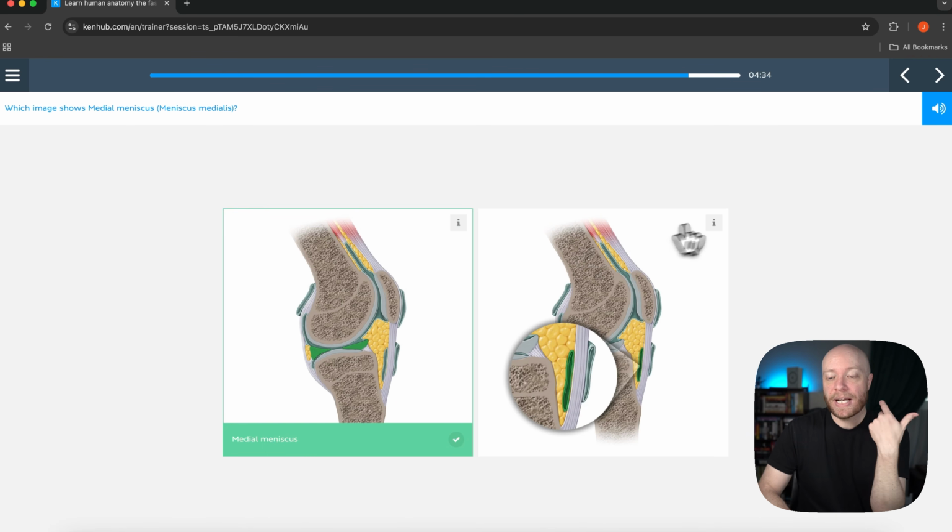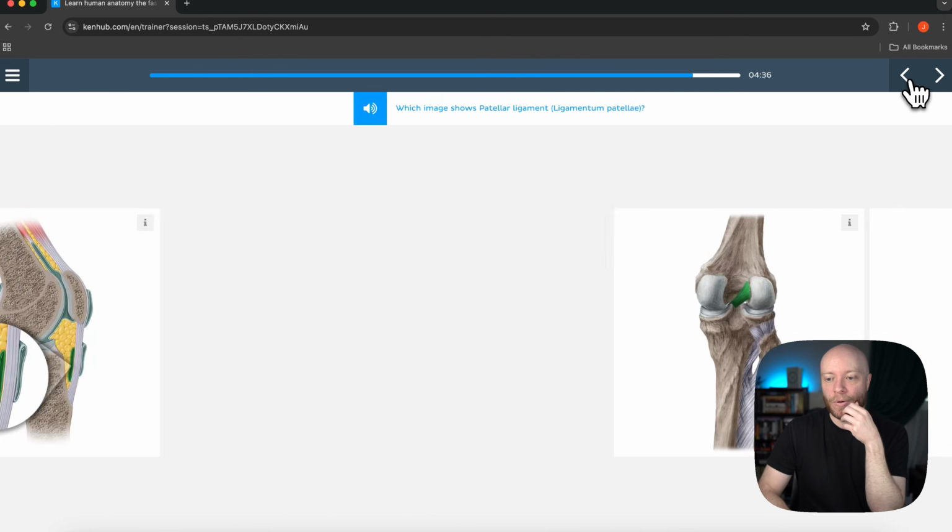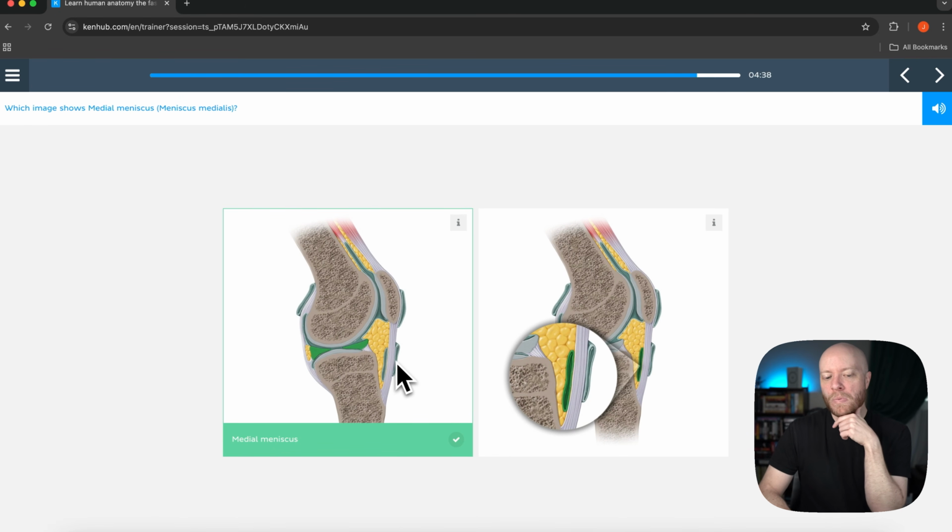this one right here. Now, the thing I also want to show is you can actually go backwards in case you want to be like, what? What was that? But remember, the medial meniscus, this is a fibrocartilage shock absorbent pad that is going to be between the femur and the tibia.